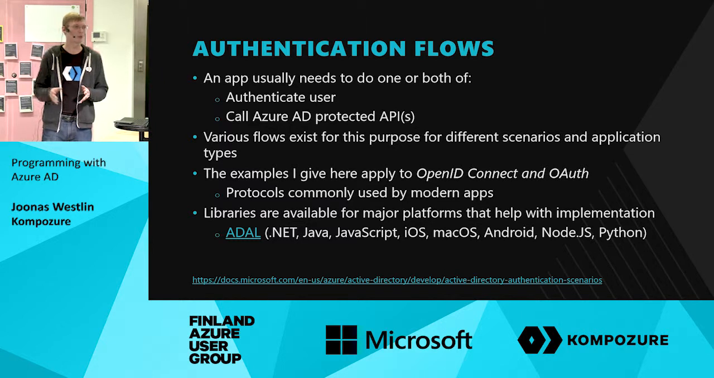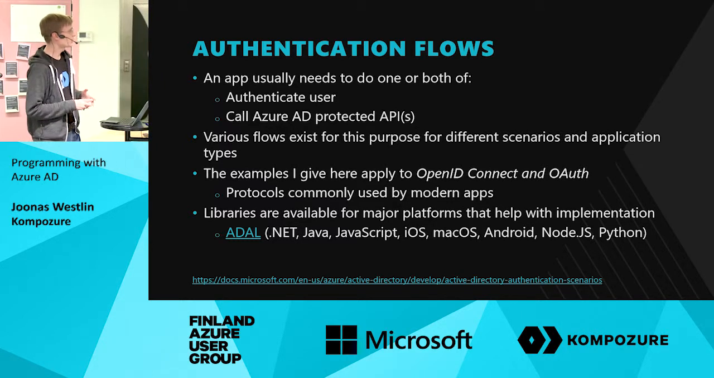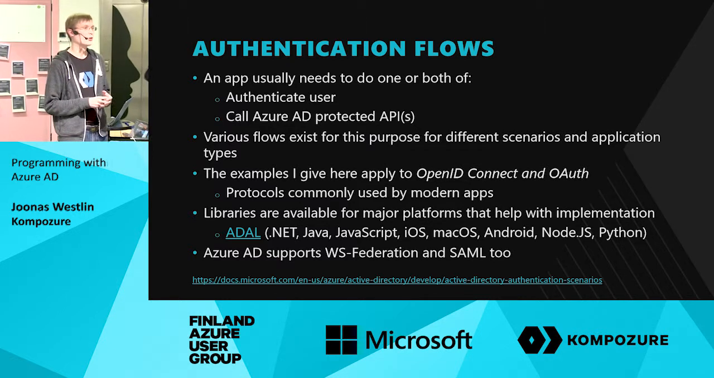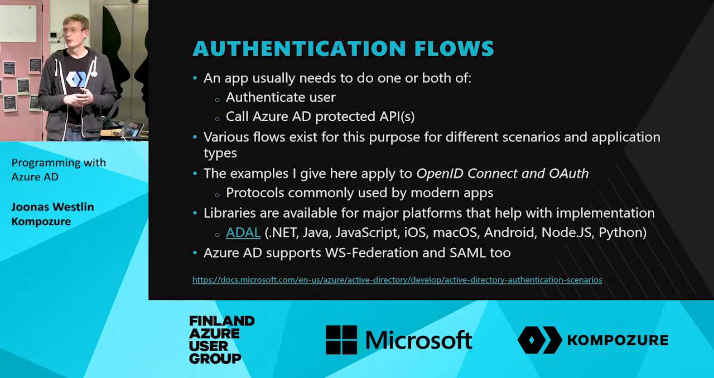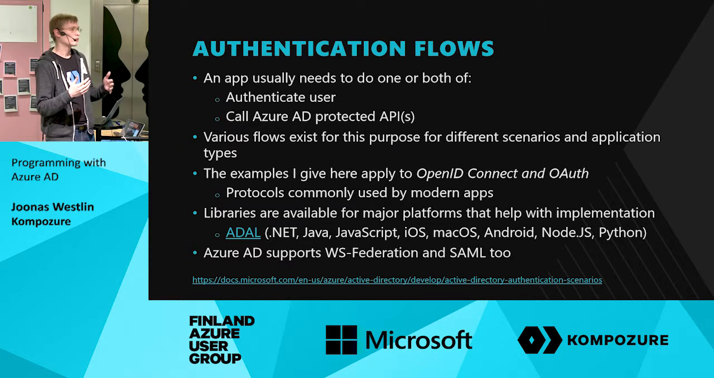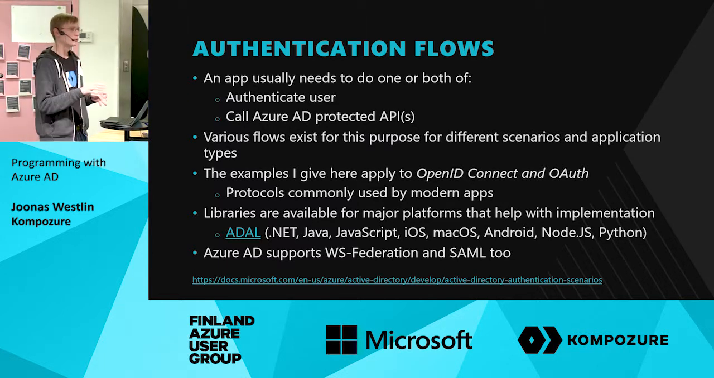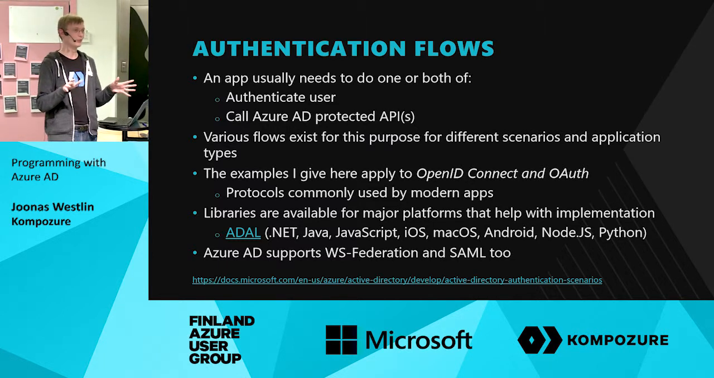So when we talk about Azure AD authentication with OpenID Connect and OAuth, we have to talk about tokens, the tokens that it supports. So the tokens there are JSON Web Tokens, or JWTs as they are usually called. Has anyone here handled these before?